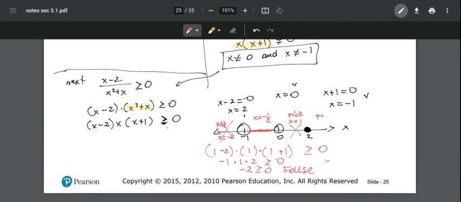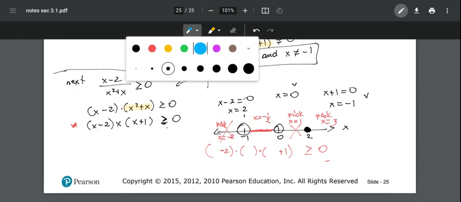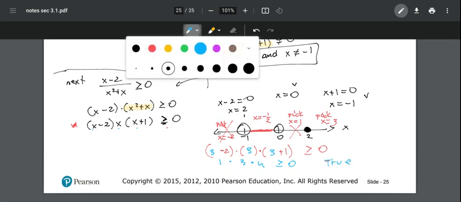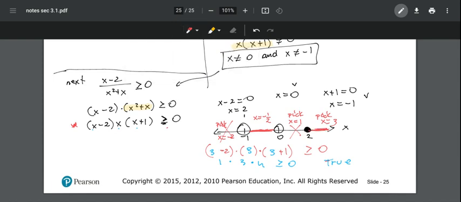And the last part, I'm going to check if the interval from 2 to infinity satisfies our inequality. So I will pick an x value bigger than 2. Let's pick x equal 3. Plug it into our inequality and check if we end up with a true statement. So the same thing, I'm going to replace each x with 3. So we have (3 minus 2) times 3 times (3 plus 1), and we're checking if this is greater or equal 0. So we have 1 times 3 times 4. We definitely end up with a positive number. So this is true. That means the interval from 2 to infinity is part of the domain.